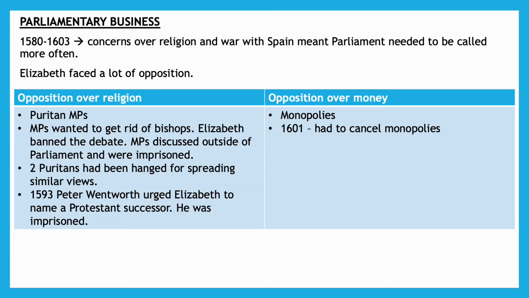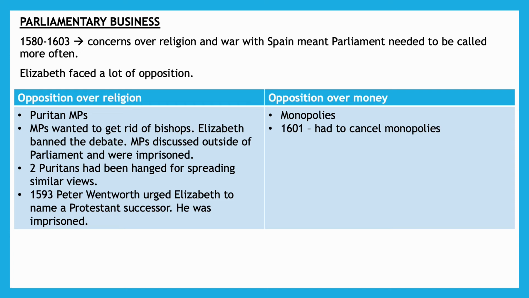So, parliamentary business. Between 1580 and 1603, there are lots of problems with Spain. Parliament needs to be called more often, and in turn there's lots more opposition. So, opposition over religion. We've obviously got the Puritan MPs. They wanted, as we've said before, various different things: they wanted her to marry a Protestant prince and to change the way the church runs.